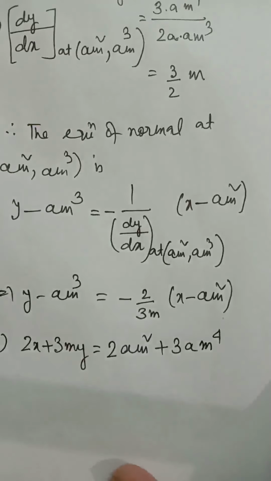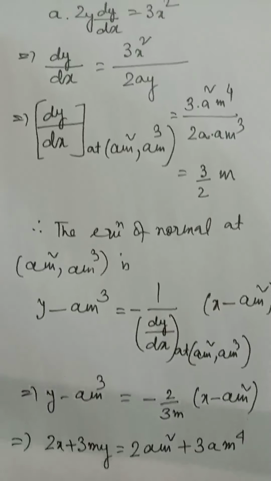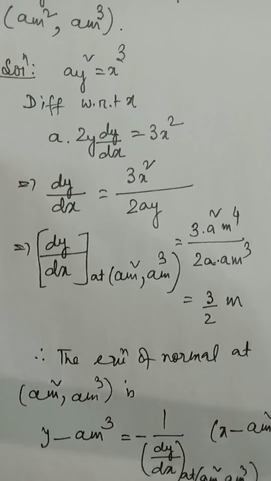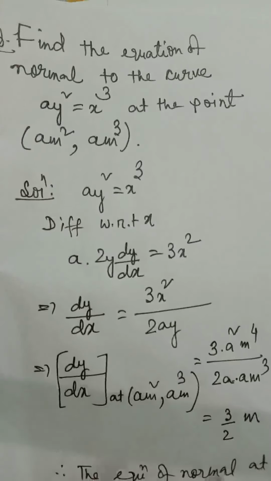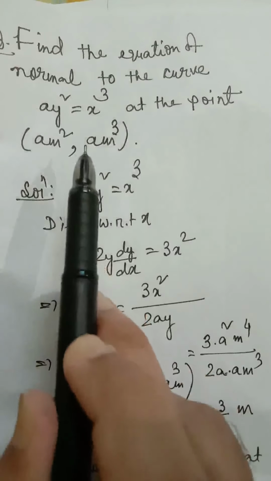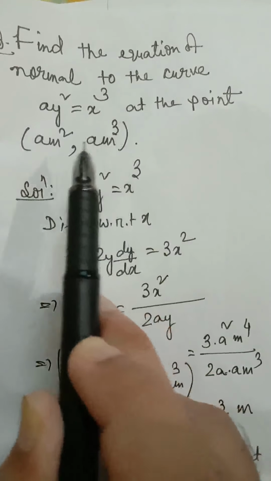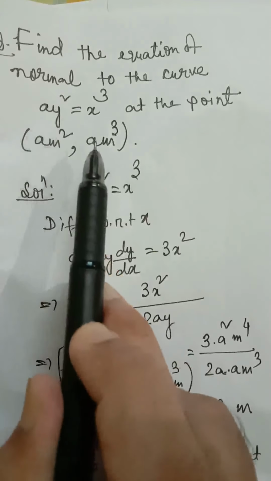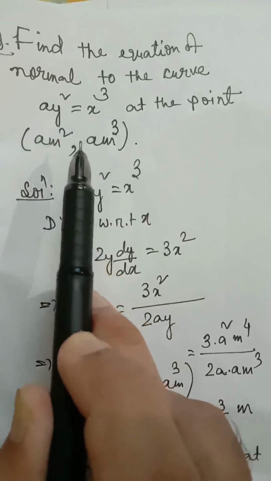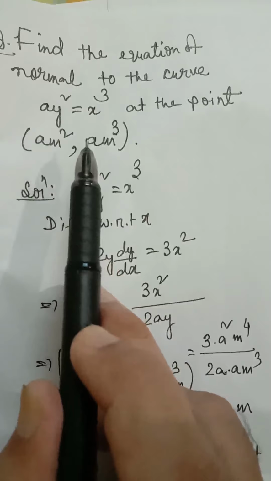So remember one thing, to write equation of tangent or normal, we need the equation of the curve and the point where the tangent or normal is drawn. Equation of the curve and the point on the curve where tangent or normal is drawn.